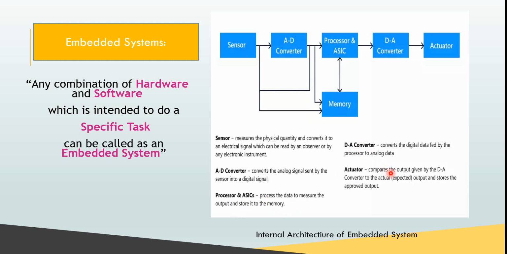The actuators compare the output given by the digital to analog converter to the actual output stored as the approved output. We give both the actual output and the expected output. We have to be accurate, so the expected output should be similar to the practical output.